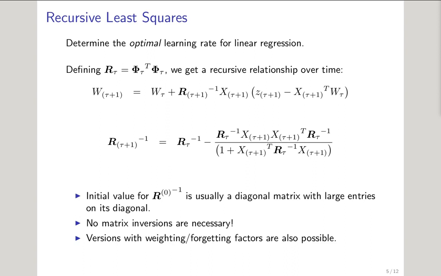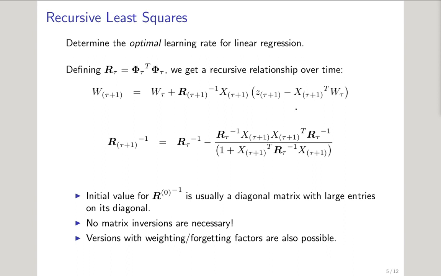If you look at the top equation, you can see that we have the same form as we had before in gradient descent, where r tau plus 1 is the learning rate, and x tau plus 1 times z tau plus 1 minus x tau plus 1 transpose is the gradient of the least squares algorithm. If you don't believe me, feel free to double check me.